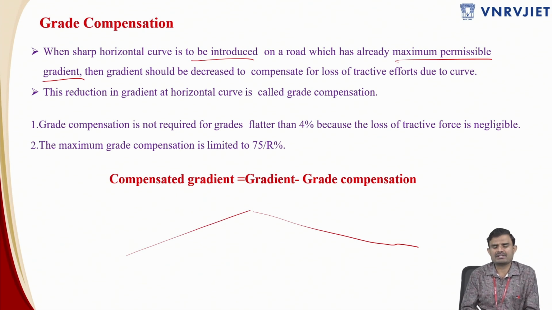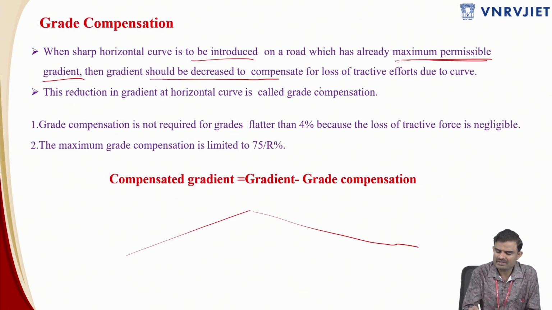So in those conditions, you are providing both horizontal curvature and vertical curvature. You have already provided the maximum permissible gradient. So you have reached your gradient limits, just like what we have discussed, the limiting gradient or exceptional gradient, and that gradient has again come along with a horizontal curve. In such cases, the gradient should be decreased or compensated for loss of traction effort. So that is what you have to understand.